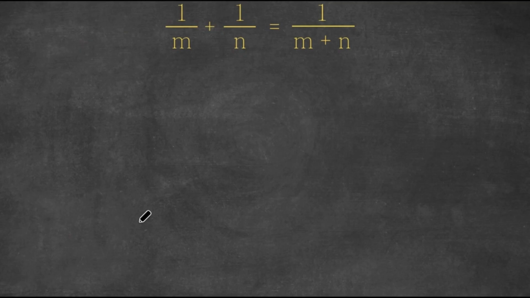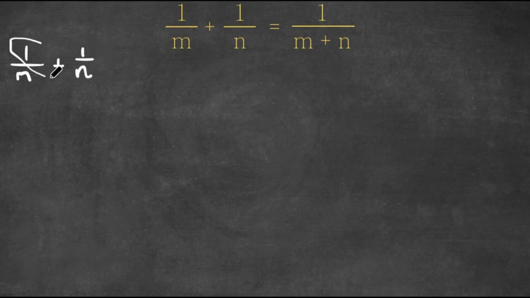In today's video, I'm going to be teaching you guys how to solve this problem. So we have 1 over m plus 1 over n is equal to 1 over m plus n. Now, let's first start by simplifying our left-hand side here. Let's add 1 over m plus 1 over n.